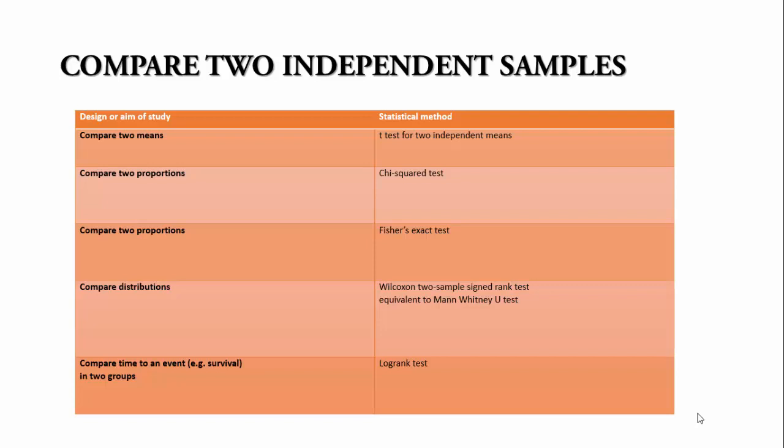If you want to compare distributions, in this the data assumption is only one, where the data has to be ordinal. In this, the statistical method to be used is the Wilcoxon two-sample signed rank test. If you want also to compare time to an event, and this is mostly done in survival analysis, the data has to be continuous. That is the assumption that should be used. And the appropriate statistical method to be used in this is the log rank test.